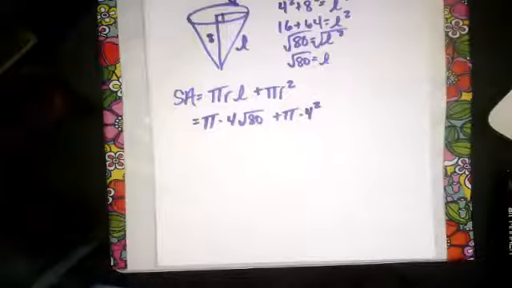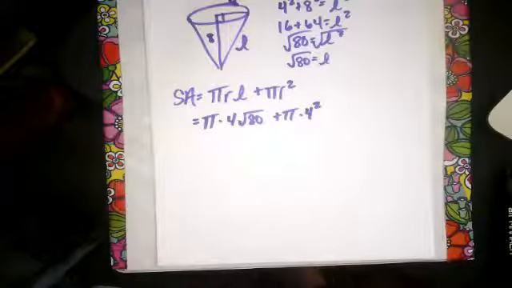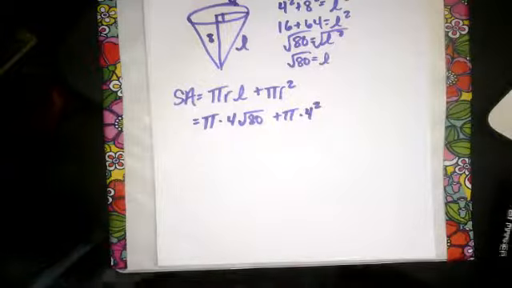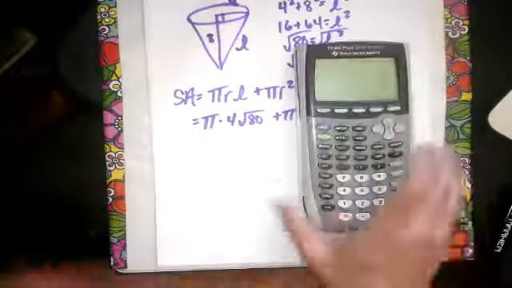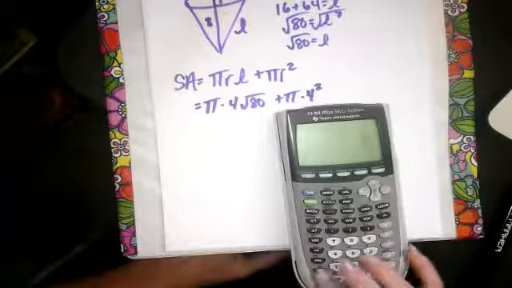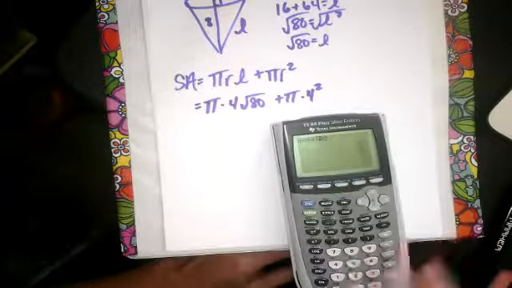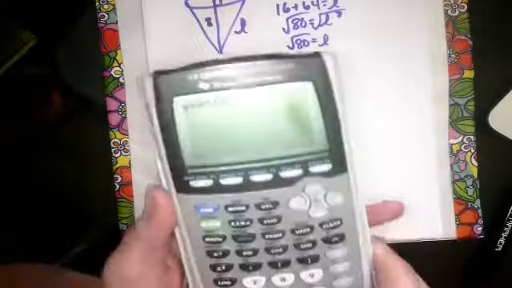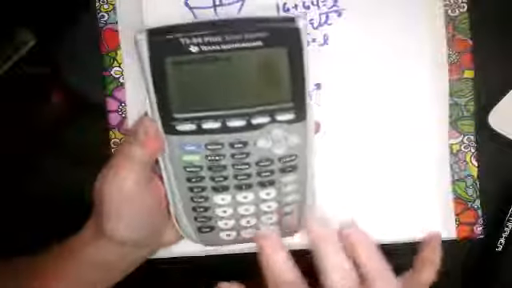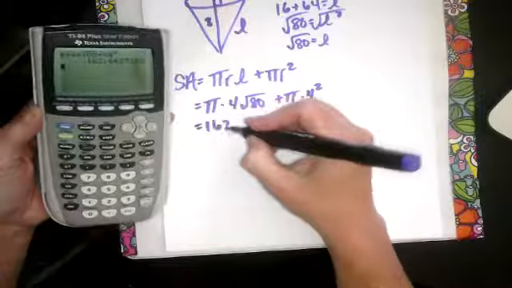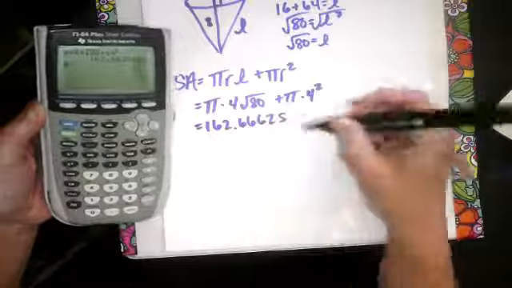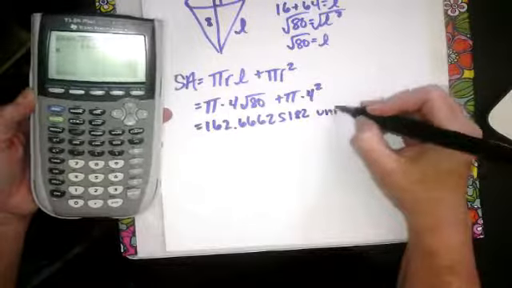Some of the IXLs do tell you to use 3.14, so make sure that you do that. There is a pi button on your calculator, so I wish they would just have you use the pi button, but it's okay. All right, so I'm going to type this in my calculator how I have it written down. So I'm going to do pi times 4 times the square root of 80. Make sure you arrow so that the cursor is not underneath that. And then we want to do plus, I mean, you could make that 16 pi if you wanted, or we could just do pi 4 squared. And that is 162.6625. And again, those would be square units.